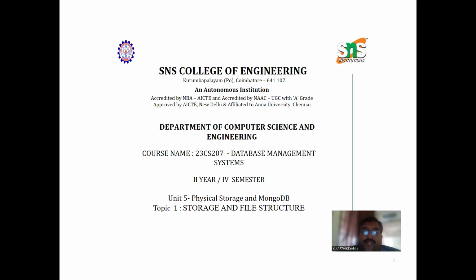Course name 23 CS 207, Database Management System, second year, fourth semester. Unit 5, Physical Storage and MongoDB. Topic 1, Storage and File Structures. This is a most important topic in database management system, and is basically about storage and file structure.